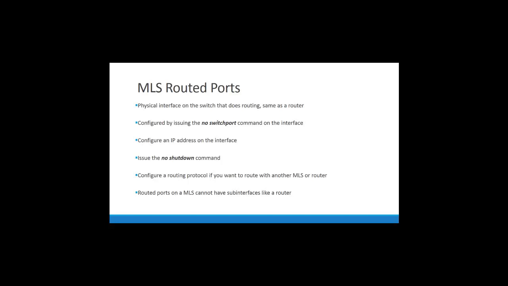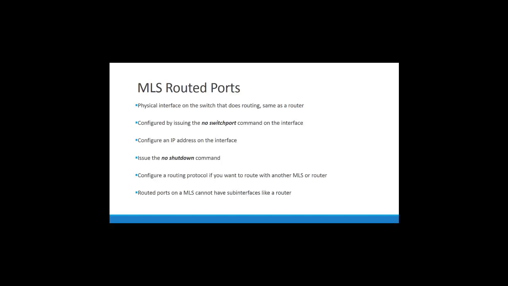I'm going to take a layer 2 interface and make it a layer 3 interface by issuing the command no switch port on the interface itself. Then I'm going to configure an IP address on it. Once I issue the no switch port command, it's just like a router interface. The first thing is enter the no switch port command, right? Then configure an IP address and a subnet mask on it, just like you would if you were configuring a router. Then you issue the no shutdown command to physically bring the interface up, right?